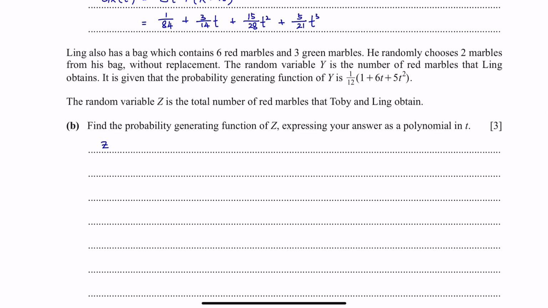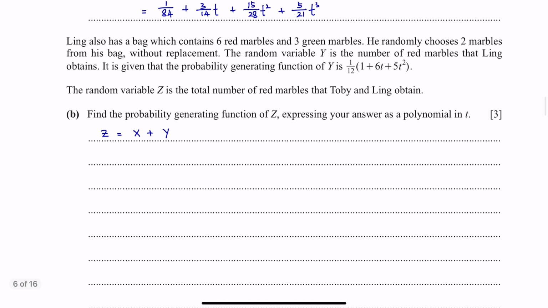So we know that z equals x plus y. And x and y are independent of each other. That means they don't affect each other's results. So we have the probability generating function of z equals the probability generating function of x times the probability generating function of y.